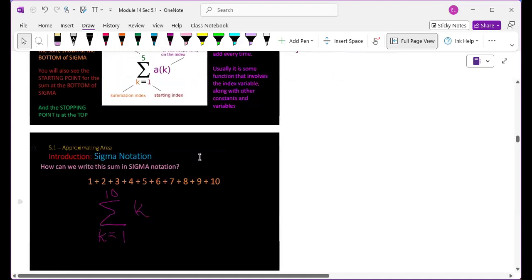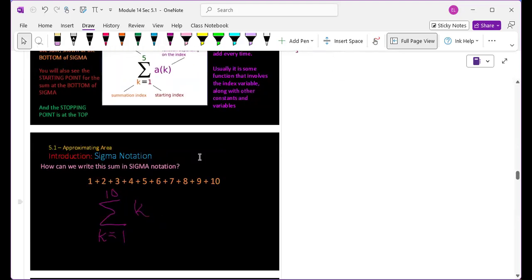It's like function notation. It's just for sequences. We tend to use A's as the notation, so that's why I picked an A here. But it could have been F of K. It just means something in terms of K.